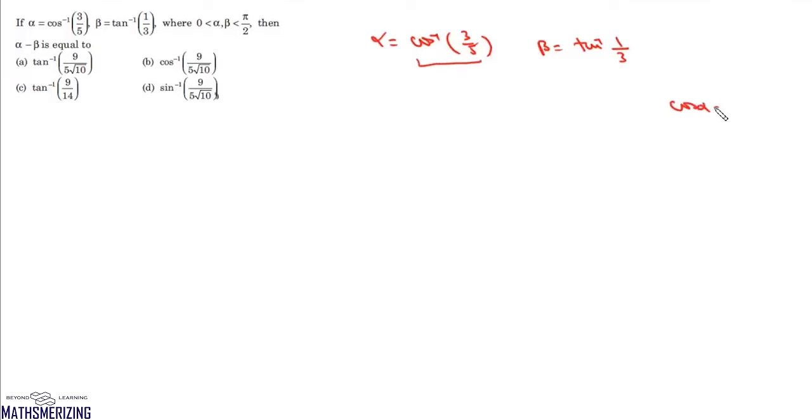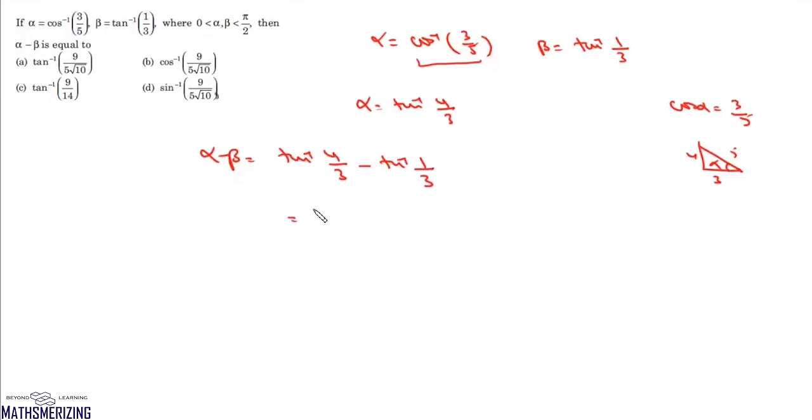So here cos alpha is 3 by 5. So we'll draw a right angle triangle. So this is 3, 5 and 4. So we can write alpha as tan inverse 4 by 3. Now we need to find the value of alpha minus beta, which is tan inverse 4 by 3 minus tan inverse 1 by 3. Now we can write this as tan inverse of (x minus y) upon (1 plus xy), which is (4 by 3 minus 1 by 3) upon (1 plus 4 by 9).